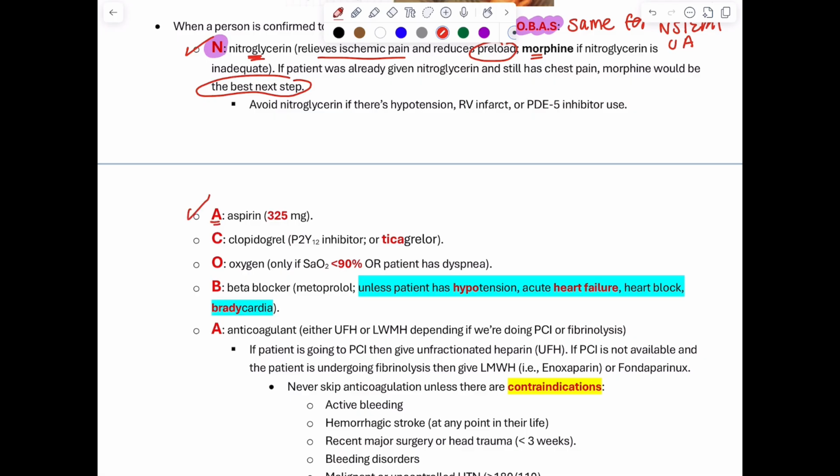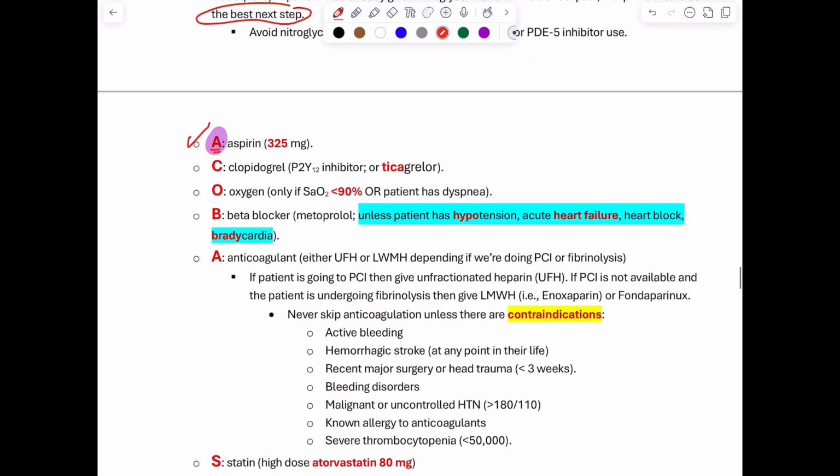Again, N and A. Remember the very first step when I told you we do an ECG and troponins, and then we give nitroglycerin and aspirin. These are the very first two things you give. Sometimes these are even given in the ambulance as they're bringing the patient. But just in case, add these two first, okay?